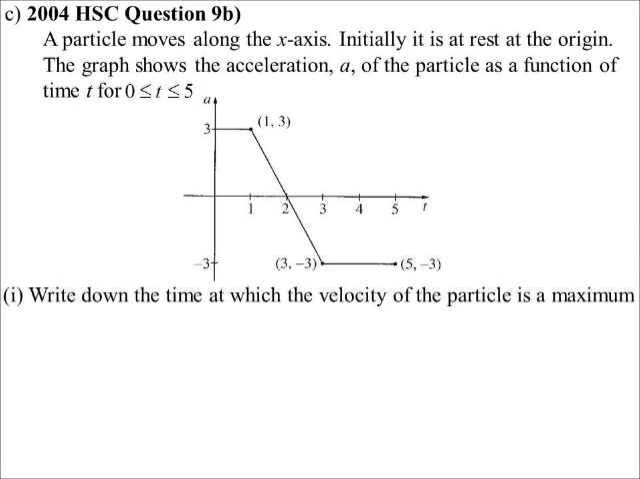Now, they're not asking us to draw the velocity graph. We should be able to tell that from this graph. Because remember, velocity is the integral of acceleration. So what are they actually asking me? Right? So it's saying, when is that integral a maximum, the value of the integral? So when is the area the maximum? Well, clearly it's going to be at 2.